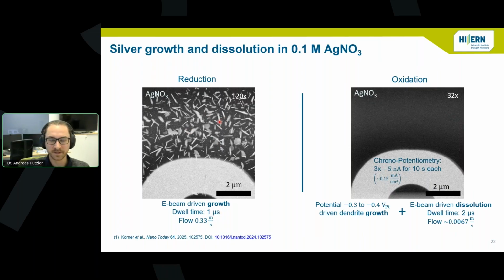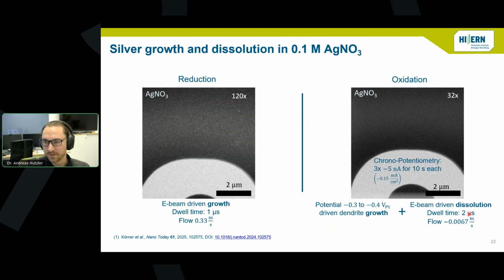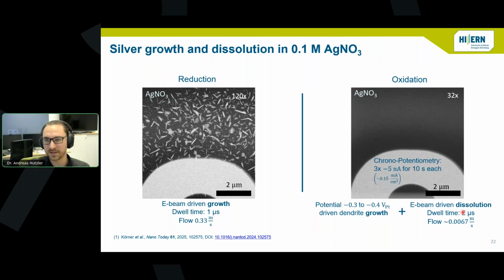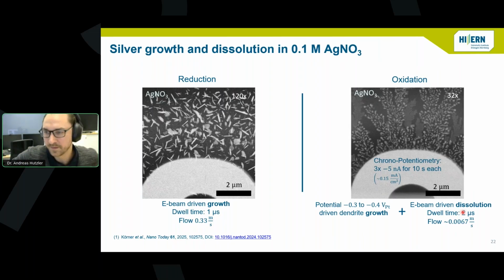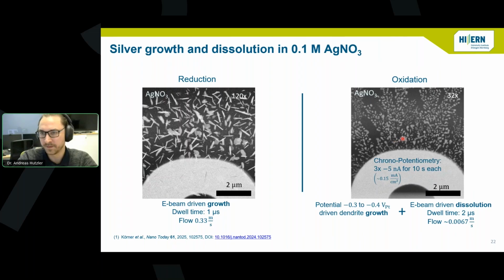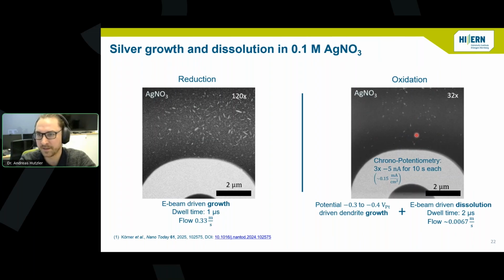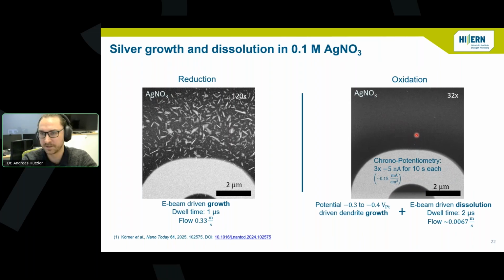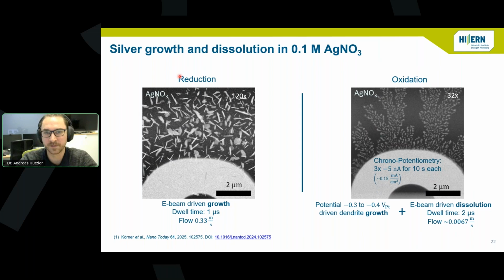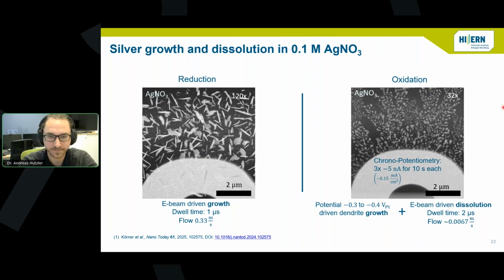And what we observed here is this beautiful silver platelet growth. So it was again this silver nitrate solution. And when we reduced the flow rate to very low flow rates and increased the dwell time, we basically observed nothing. So what we did is we manually put in silver there by a chronopotentiometry. So we applied a reductive potential and grew silver electrochemically. And what happened then is the silver structures immediately dissolved after putting them in. So we can obviously switch from a reductive regime to an oxidative regime.